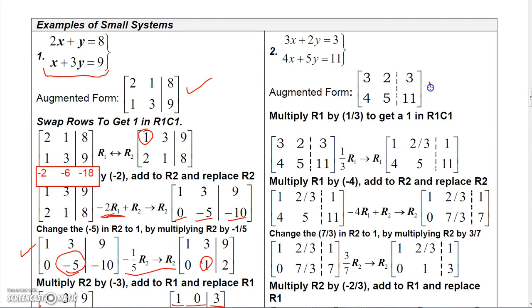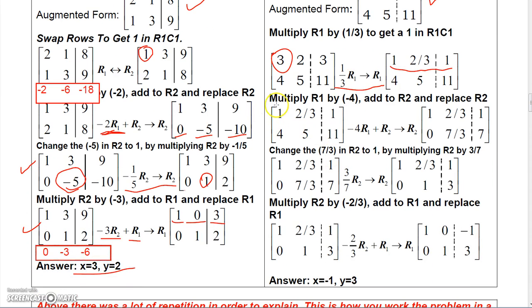Okay, let me finish up by just summarizing this second one here. You see I wrote it in augmented matrix form. I wanted this to be a 1, so I multiplied row 1 by 1/3, and so that changed these values. Then I want to use this 1 to eliminate the 4. So I'm going to multiply everything in row 1 by -4 and add it to row 2. And when I did that, I got this for my new row in row 2.